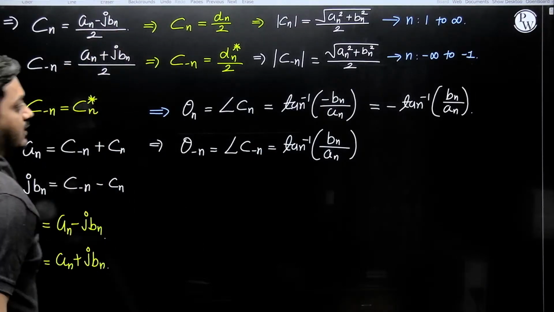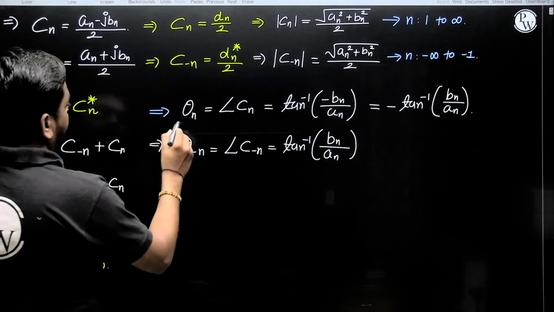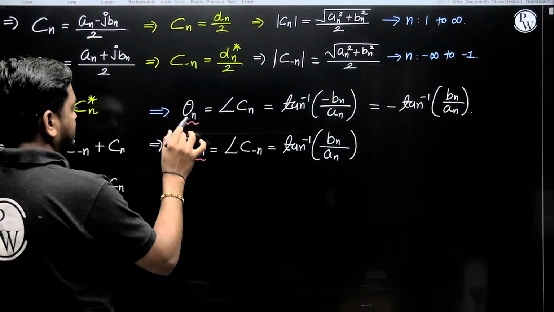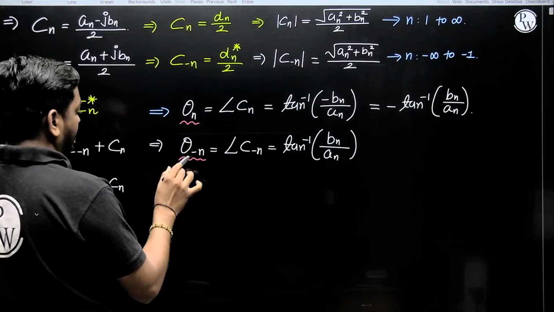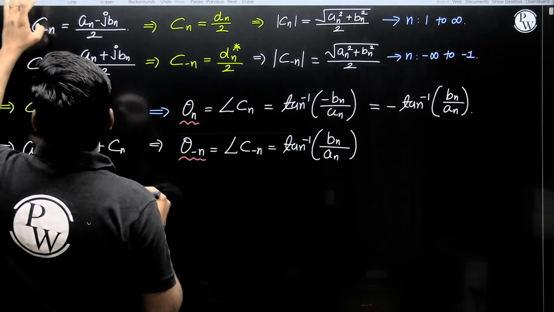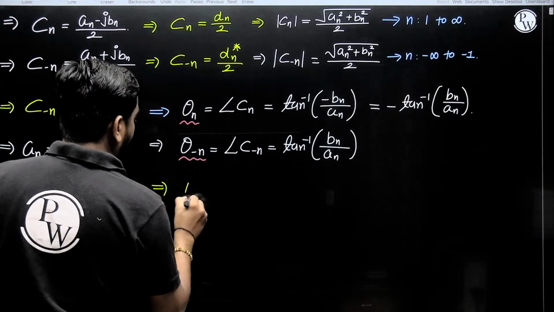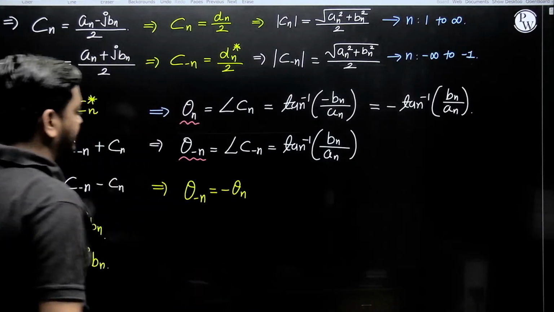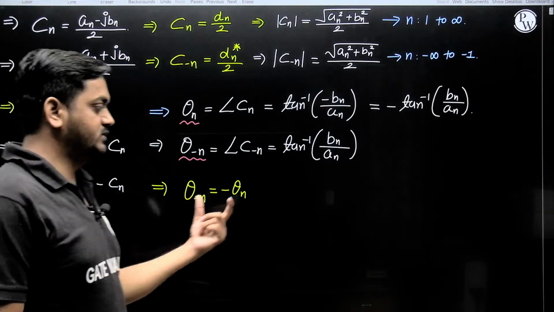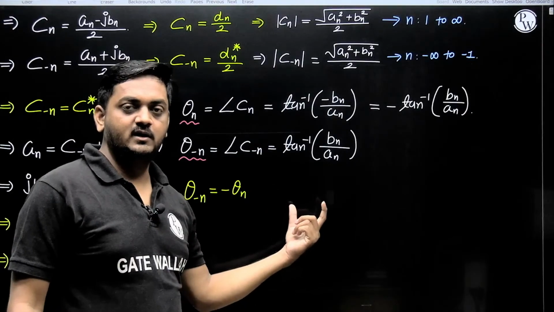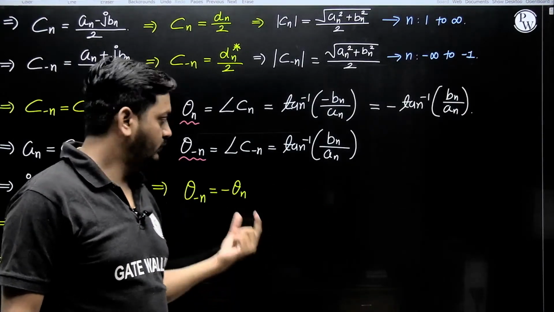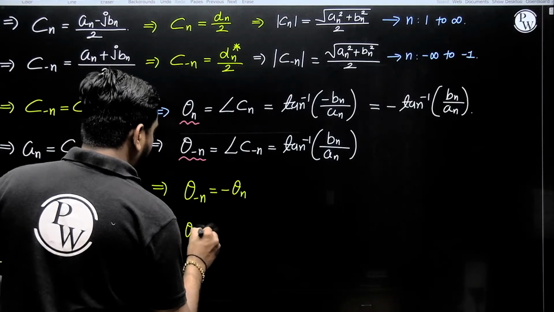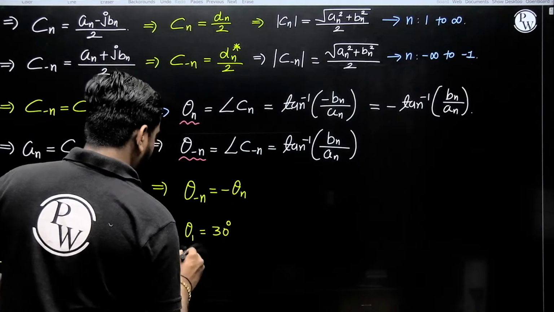Fourth quadrant, first quadrant. So what is the relationship between theta n and theta minus n? Again, this is the phase angle for the positive value of n, right sided, and this is the phase angle corresponding to the negative value of n, left sided. From here we can say the relationship: theta minus n is equal to minus theta n. Phase spectrum is odd guys. Suppose for the positive value theta 1 is equal to 30 degree, theta minus 1 equals minus 30 degree.